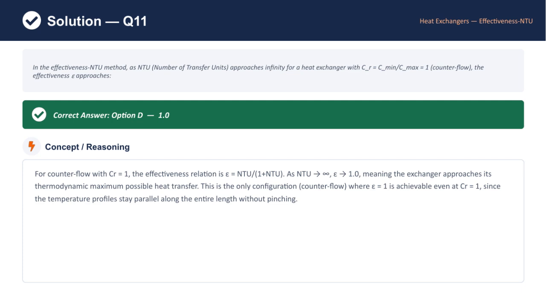This is unique to the counterflow setup because the temperature profiles of the fluids remain parallel along the entire length of the exchanger, avoiding any temperature pinch points and allowing for complete heat transfer efficiency. So, the correct answer here is option D, confirming that the effectiveness approaches 1.0 under these conditions.